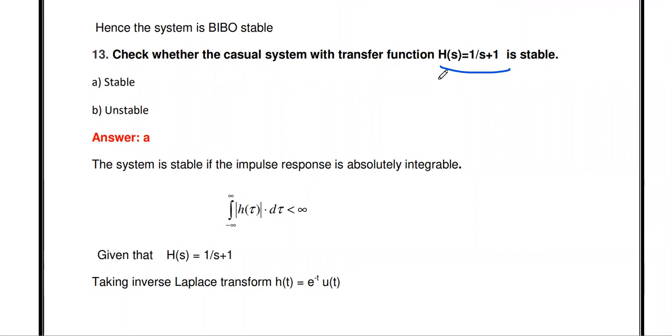This is the question. So instead of impulse response, here the transfer function is given. What is the relation between impulse response and transfer function? If you take the Laplace transform of this h of t, we will get the transfer function h of s. In this problem, h of s is given. We have to check whether the system is stable or not. So using this h of s, first we have to find out the h of t. From h of s, how can you obtain h of t? We have to take the inverse Laplace transform.